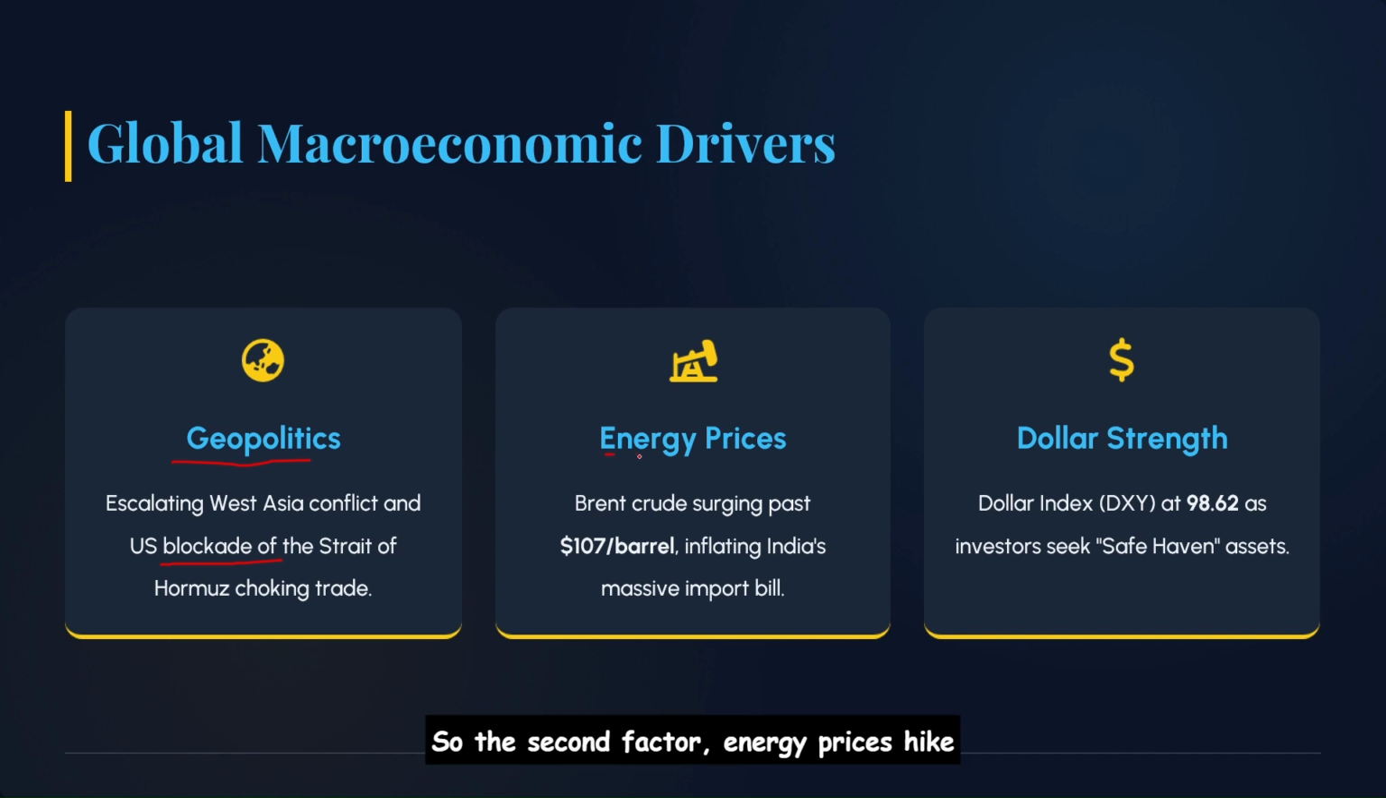The second factor, energy price hike, is the result of this first factor, geopolitics. India imports about 85% of its crude oil. So, when the oil price increases, we have to pay more dollars, and now it is $107 per barrel. And then the third factor is the dollar index. That is the strength of the dollar against other currencies, and now it is increasing. The dollar strength is increasing because investors are converting their money to US dollars, as it is considered a safe haven for assets. So the dollar is becoming strong.